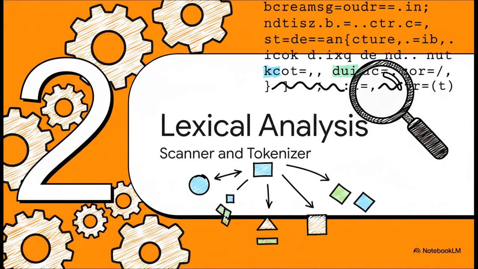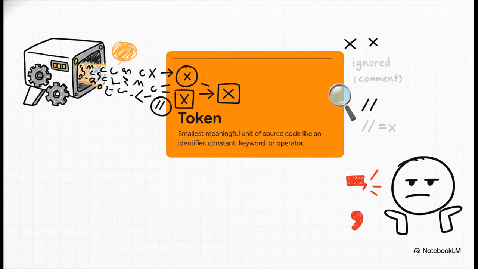Moving right along to Section 2, Phase 1, Lexical Analysis, otherwise known as the scanner and tokenizer. At this stage, the compiler basically acts as a scanner. It reads your source code strictly character by character. Its sole responsibility here is grouping those raw characters into valid tokens. And remember, a token is just the smallest meaningful unit of source code. Now, it completely ignores white spaces and comments.